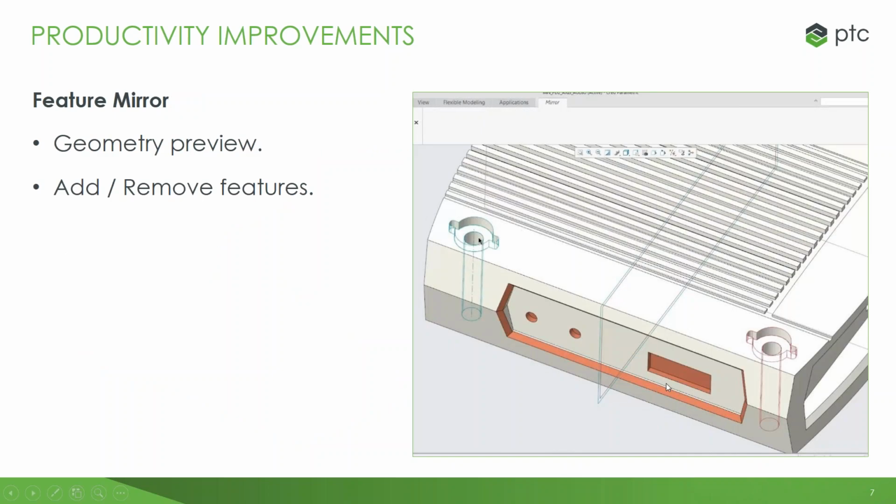We've also expanded upon our mirror feature. Now you're going to be able to have a nice geometry preview of the mirror sketch that you want to have reflected over that plane. It's going to give you an idea of what you're going to get before actually having to hit that accept button. And also, you're going to be able to have add and remove features. So you're going to be able to click which sketch entities you want to actually copy over. You don't have to copy over the entire thing, and you can pick and choose which ones you want to.